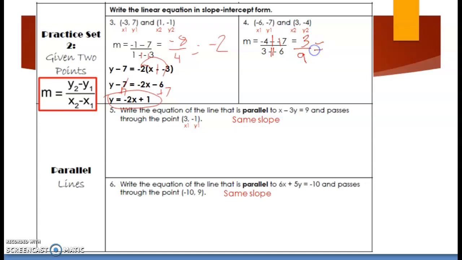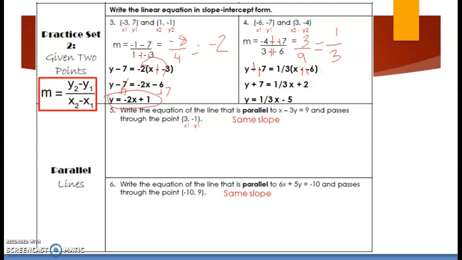This fraction does simplify to 1/3. Our slope is 1/3. And we're going to use, again, the same points, x1, y1. When we plug those in to point-slope form, we get y minus negative 7, which really means we're going to be adding 7, equals 1/3 x minus negative 6.